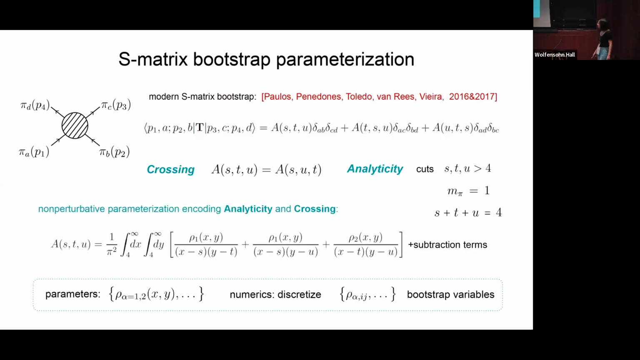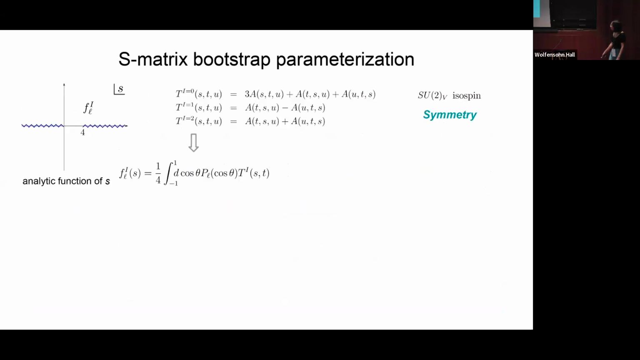These consistency conditions can be automatically encoded into the so-called Mandelstam double dispersion relation. So the scattering amplitude is non-perturbatively parameterized by the double spectral density here. And in the numerical computation, we'll discretize these double spectral densities, which are our bootstrap variables. Further constraints come from the following consideration.